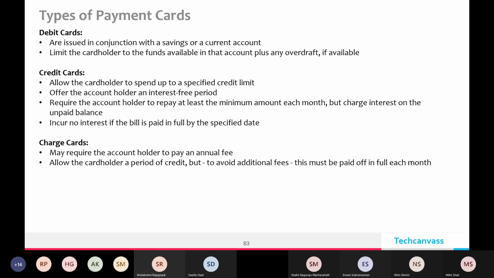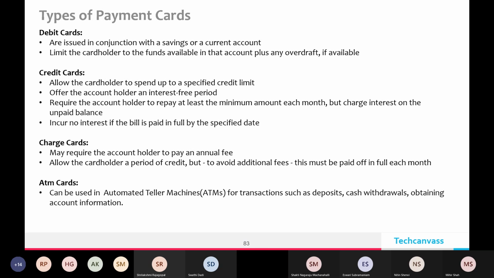Amex is one example that offers a charge card. So effectively it offers like a 53 or 55 days credit period. And generally they say that there is some charge involved, but effectively they don't collect the charge. Even if they collect the charges, they will reverse the charges. And ATM cards, we all know that it is used only for automated teller machines, for cash withdrawals or deposits, or to take out the account statements.